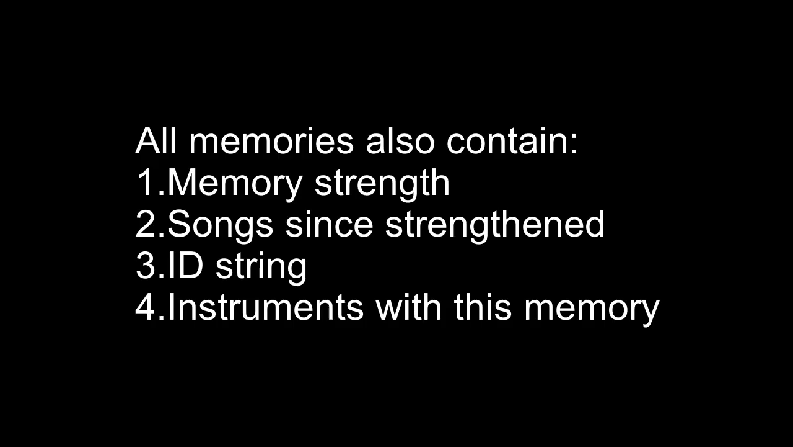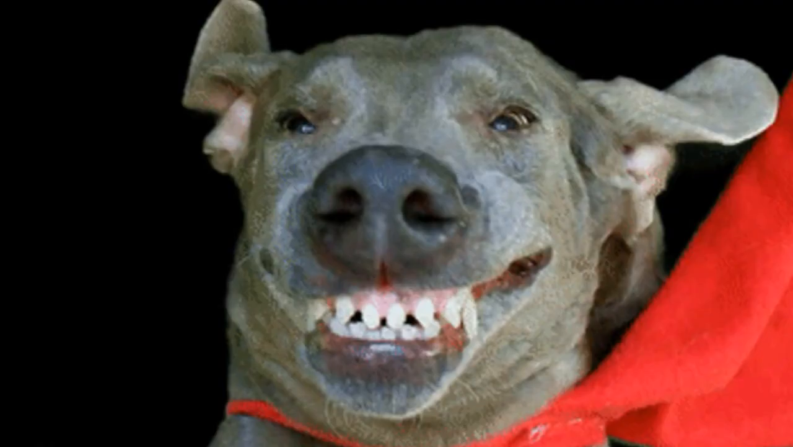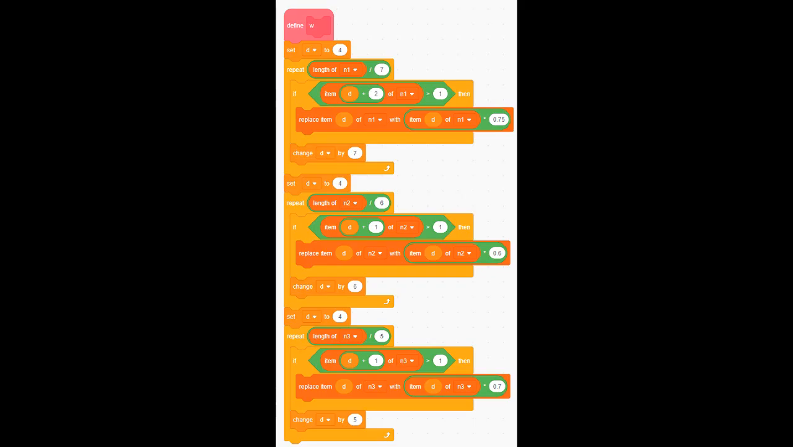All memories also contain their memory strength, their time since strength and a string to identify them, and the instruments the memory will be for. At the end of each song the AI processes, the memories that haven't been updated more than once will be weakened, with rhythms weakening the most and notes weakening the least. Finally, it will take these memories and make them into a song.